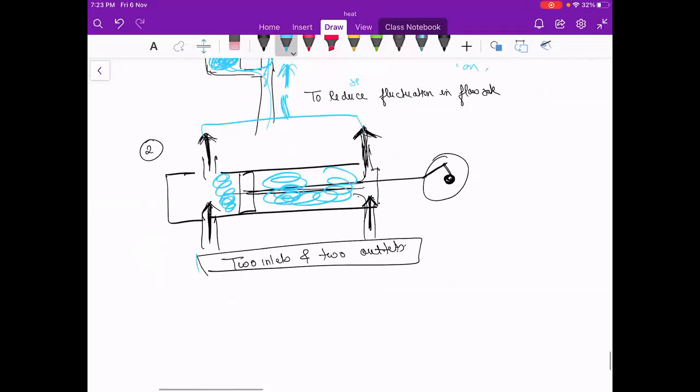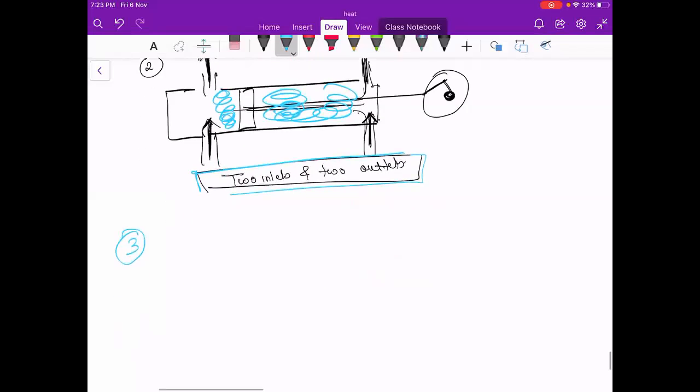So this is the point. Two inlets and two outlets, and the third is the most costly one. You can put the reciprocating pumps in series, and that you can do obviously, but series will increase your cost so much. So in some industries we follow this reciprocating pumps in series, but still there will be some fluctuation in your system.